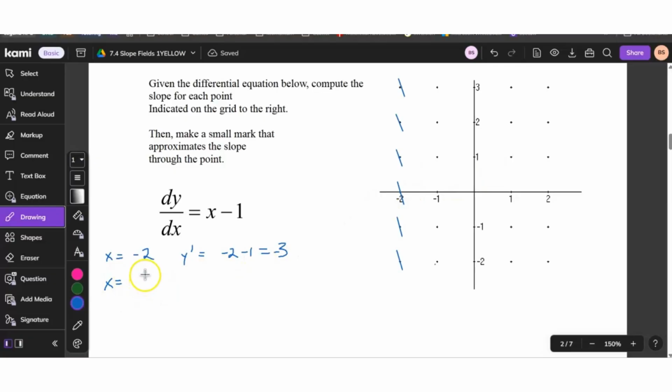You can always do it with a ruler, and then it's really easy. And then at x equals -1, the slope is -2. Exactly, -1 minus 1 equals -2. So it's slightly less slanted. Now we go all the way down this row, and we go slightly less slanted. Exactly, because now we're trying to connect it down to there.